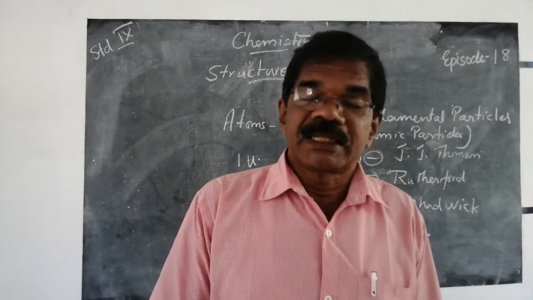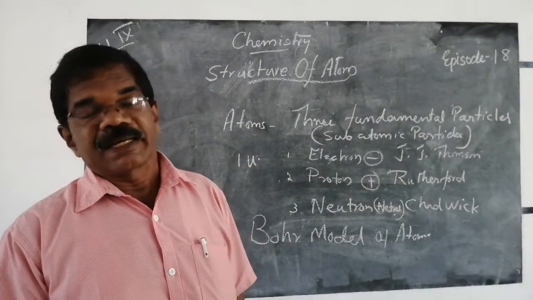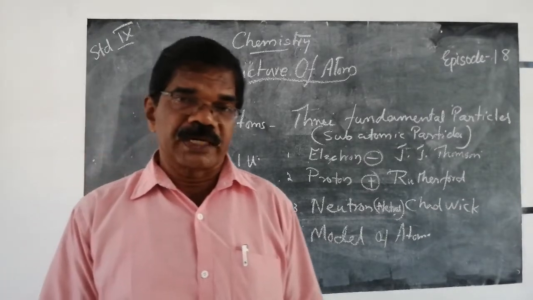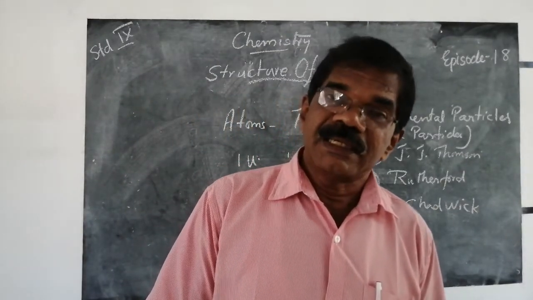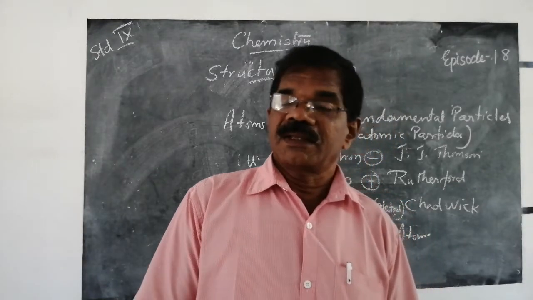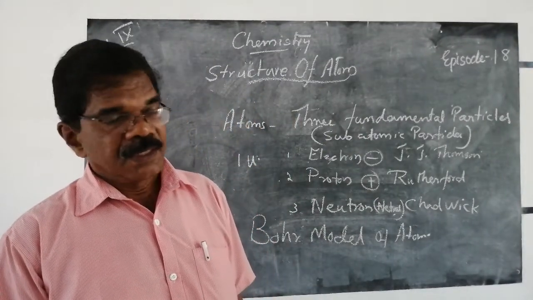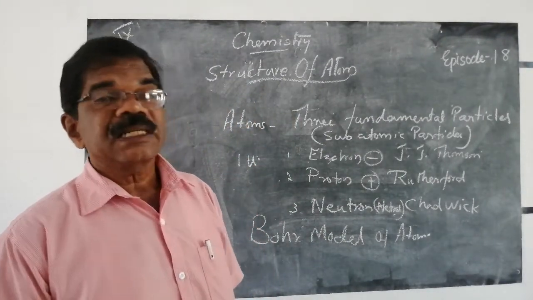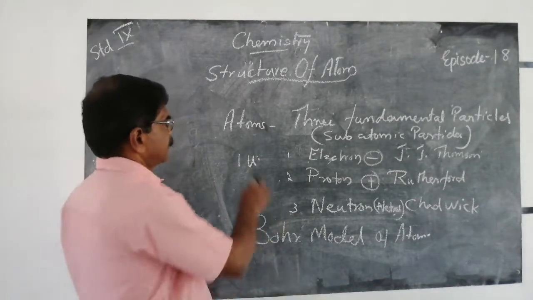That means whether the element is a metal or a non-metal, and in a chemical reaction whether it is oxidized or reduced. Similarly, its valency and its chemical formula can all be predicted if we know the structure of the atom. Let us go to the structure of the atom.